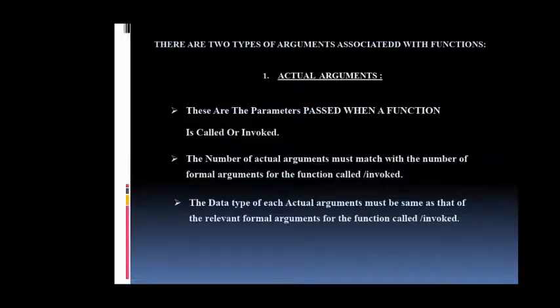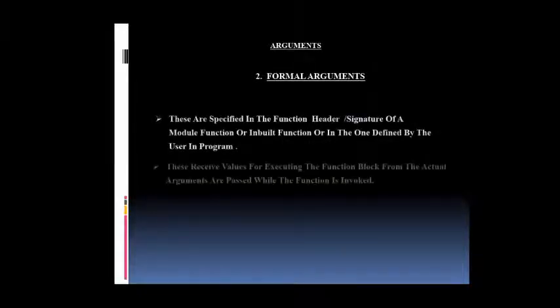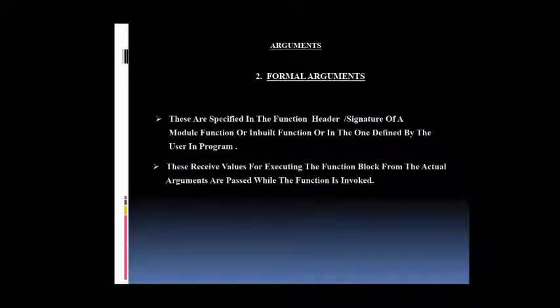Let's see what's next. The next is formal arguments. The way there is a set of arguments while calling the function, similarly, when the function is defined, if it's a user defined function, or a function specified in libraries, or an inbuilt function, the function header also has a set of arguments, and those arguments are called formal arguments. All the formal arguments receive their values from the actual arguments which are specified when the function is called by the user.